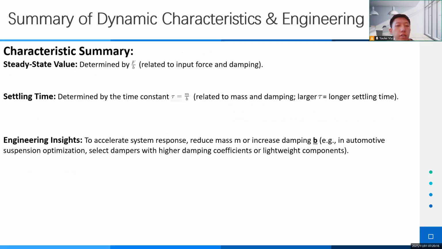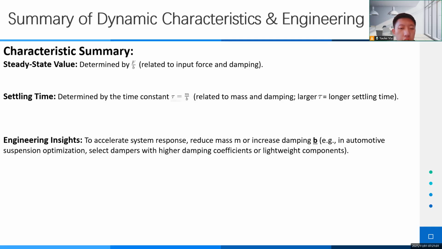Let's summarize the key characteristics of the system we found. First, steady state value, the final speed. This is determined by F over B. More force or less damping will make the steady speed higher. Settling time. This is determined by the time constant. A large tau means a longer settling time, so the system takes longer to reach steady speed.